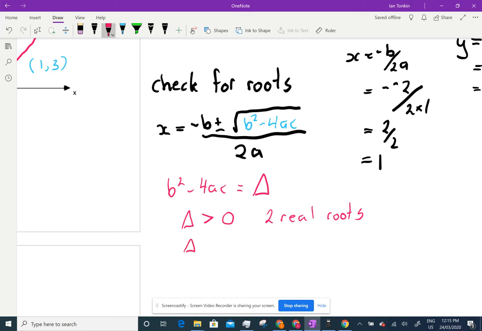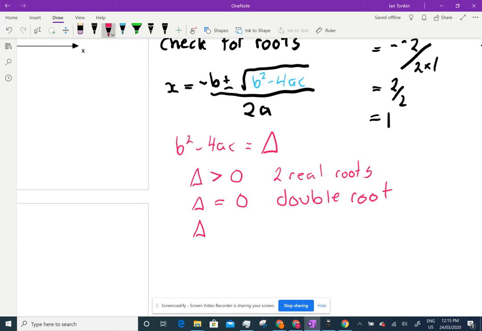If the discriminant equals 0, we only get 1 root, but it's a double root, because I want you to keep thinking of these things in twos. A double root. It's only 1. And if the discriminant is less than 0, that means it's a negative number. We get 2 unreal or imaginary roots.